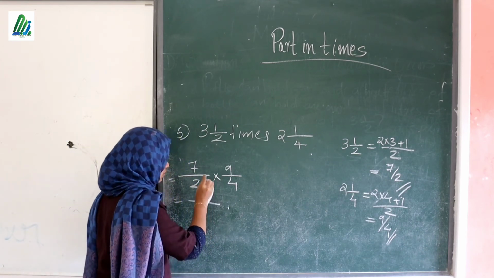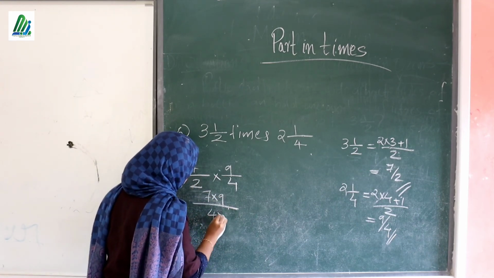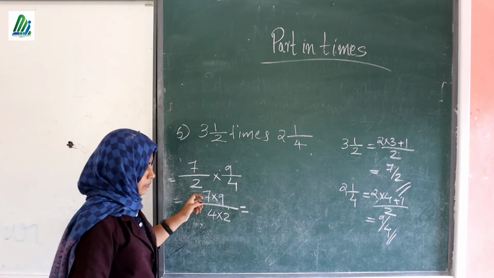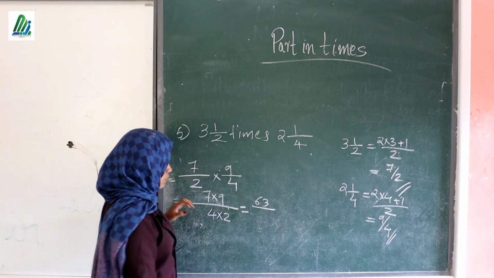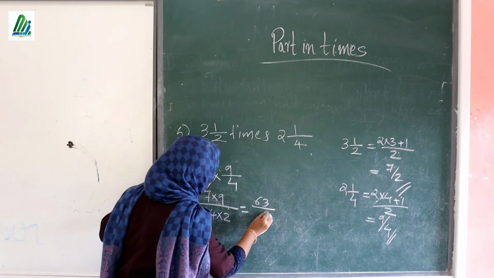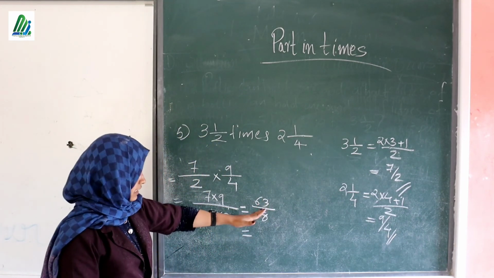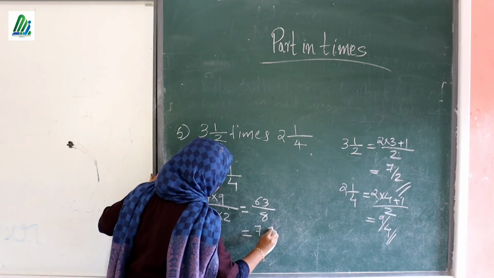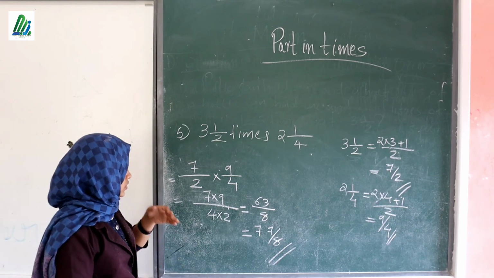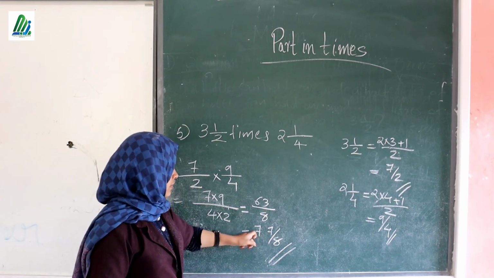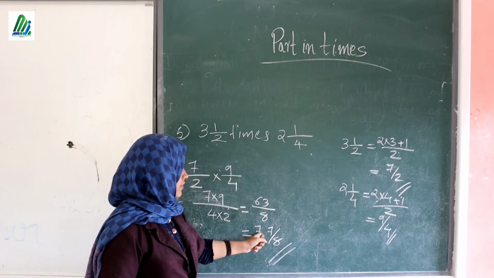63 divided by, 7 into 9 divided by 4 into 2. Just multiply 7 into 9 by 4 into 2. So we get 7 into 9, 63. What is 4 into 2? 8, 63 by 8. So when we convert this 63 by 8, we get 7 7 by 8. When we divide 63 by 8, we get the answer 7 and 7 is the remainder. 7 7 by 8.